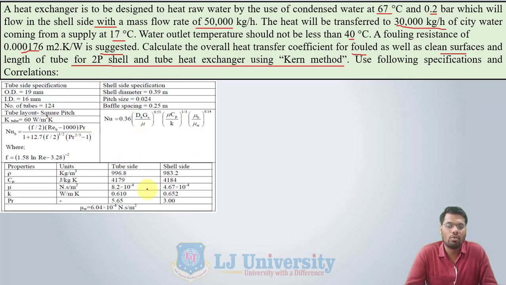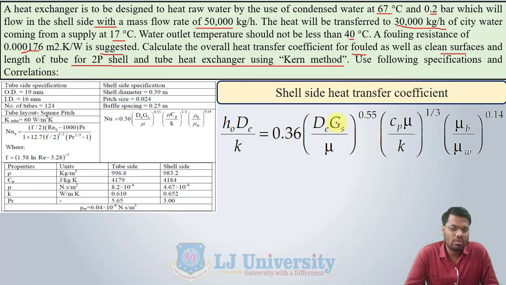So these are the specifications and correlations which are given for the shell side as well as tube side: the outer diameter, inner diameter, number of tubes, the tube layout, which is a square pitch, conductivity, the relation of Nusselt, Reynolds and Prandtl for the tube side, relation for the friction factor and the Reynolds number, the shell diameter, pitch size, baffle spacing and Nusselt relation for the shell side, and the different properties of the fluid: density, specific heat, viscosity, conductivity and Prandtl number, and the viscosity at the wall temperature.